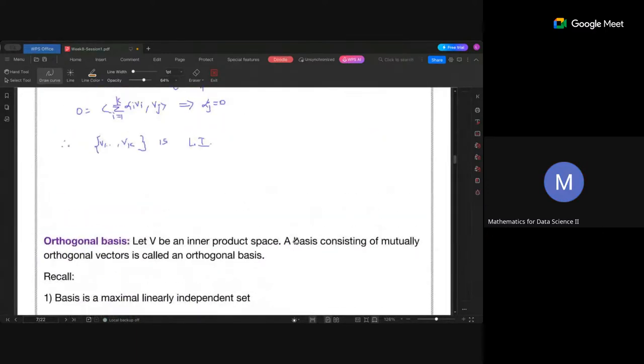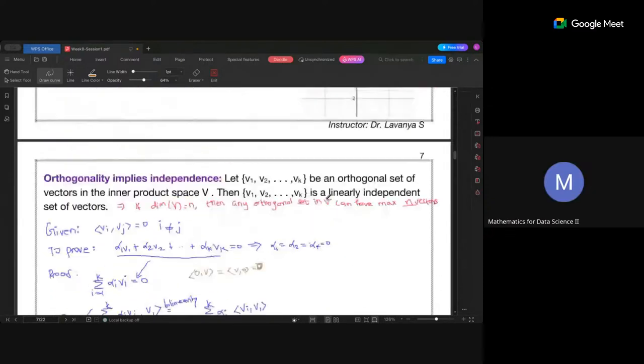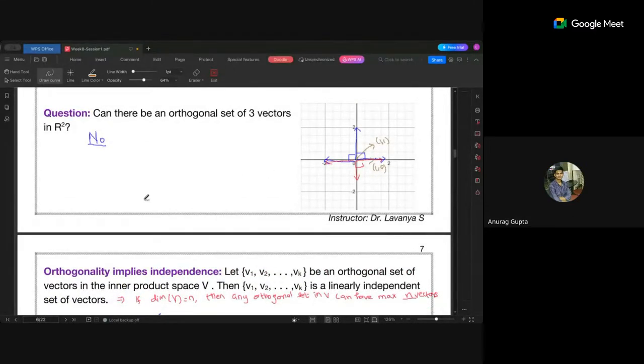Okay. So note, converse is not true. For example, take any two vectors. When inner product is not mentioned, what is understood? Dot product. Yeah. Okay. Fine. Ma'am, can you give an example with taking the vectors for the above proof? This one? Yes, ma'am. Now, orthogonality implies independence.